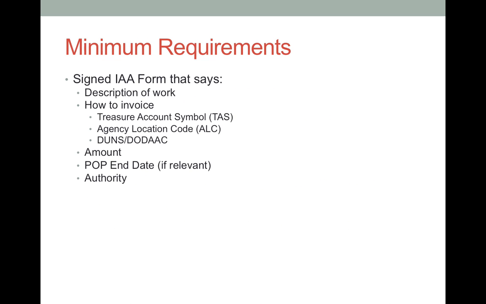This page will describe the absolute minimum requirements needed to be on the IAA. First, there needs to be a form that describes the work, how to invoice, and provides the authority. This can be a DD 448 MIPR, a PRISM IAA, which is used by Homeland Security, NRC, Department of Interior, and many others, or a homegrown form like is used by NASA and the EPA. I have even seen memos used.